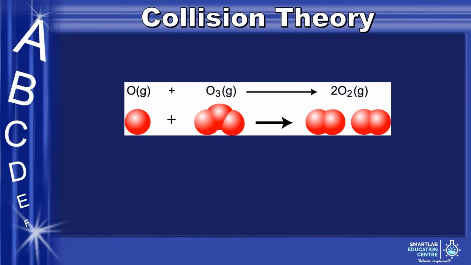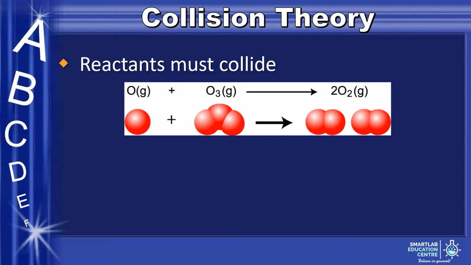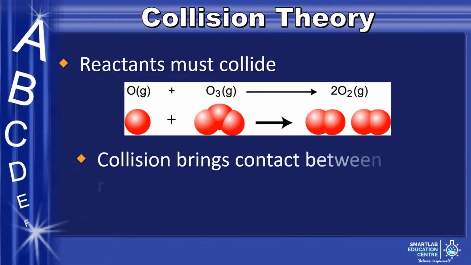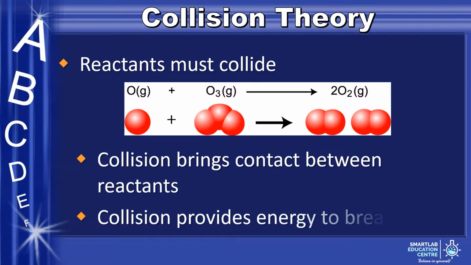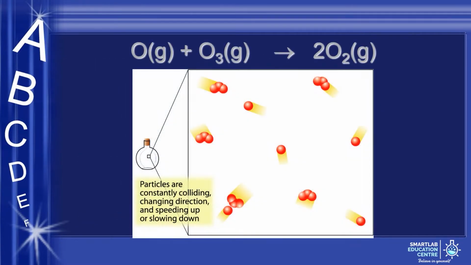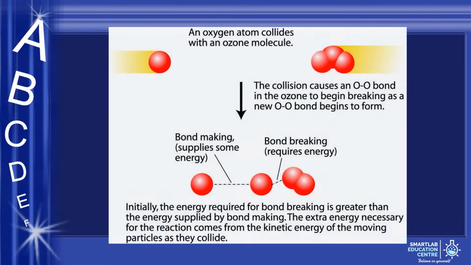According to the collision theory, the reactants must collide for the reaction to occur, and the collision brings contact between reactants, and it provides energy to break bonds. As seen in the diagram below, particles are constantly colliding, changing direction, and speeding up or slowing down. Let's explain how reaction occurs. An oxygen atom would collide with an ozone molecule.